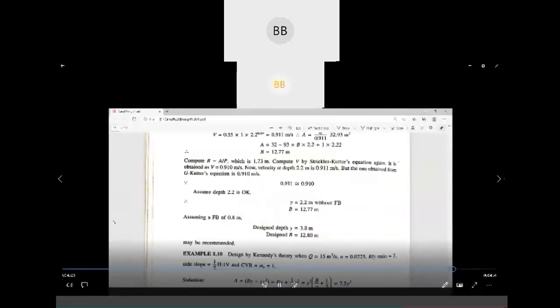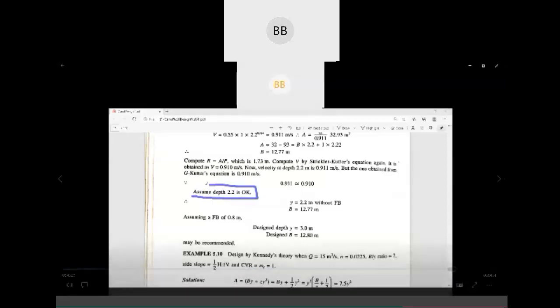This velocity you are going to get using this equation. So these two are almost equal because this is corrected to two decimal points, 0.91 and 0.91. So you can say this is approximately the same. Once these two velocities are the same, then we can say that our assumed depth 2.2 is okay. So now our depth of the channel is 2.2 meter and width of the channel is 12.77 meter.